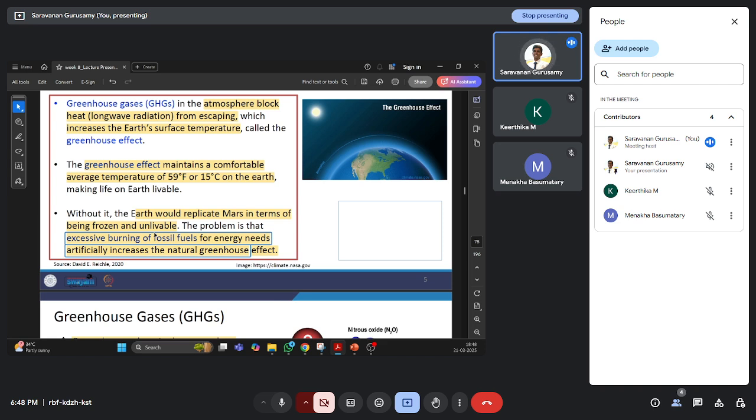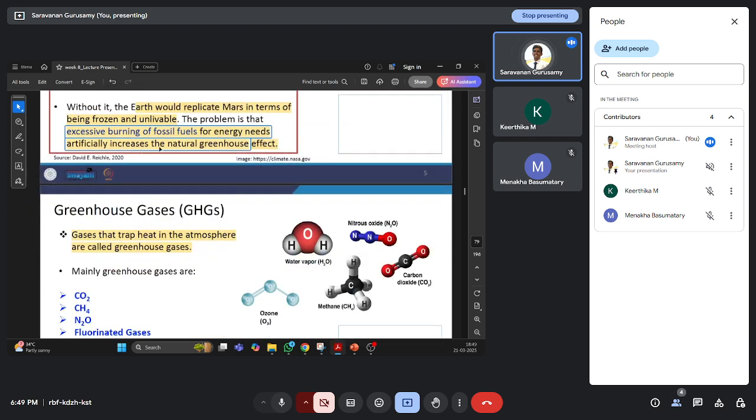But naturally present greenhouse gases are fine. Whenever we increase the concentration of greenhouse gases by human activities, there comes the problem, the higher heating of Earth's surface. So that's the problem now. Naturally there is a greenhouse gas effect. Plants are growing because of that. There is a proper control mechanism because of that. But whenever it increases, there comes the problem.